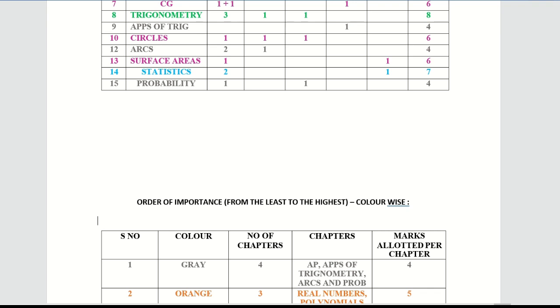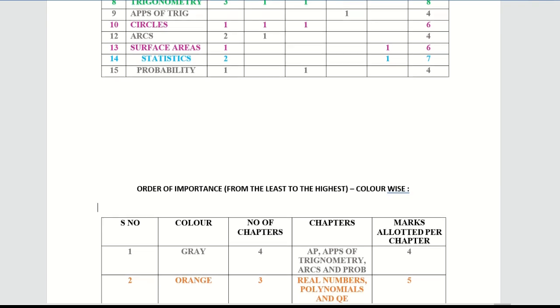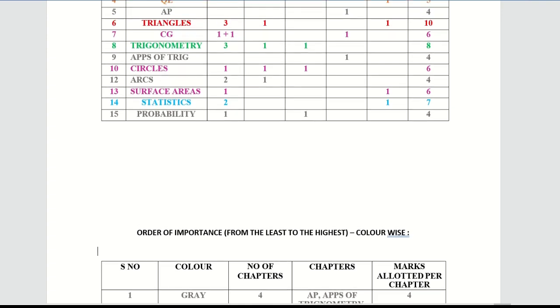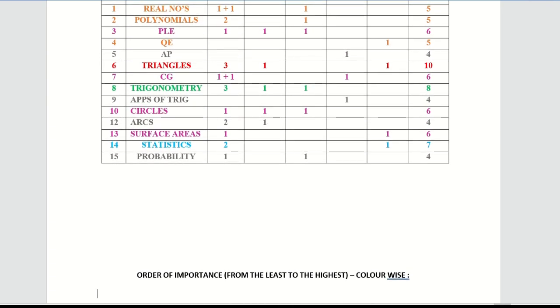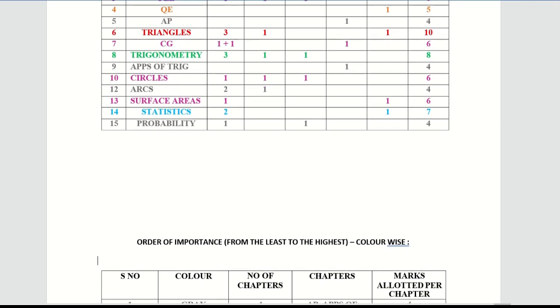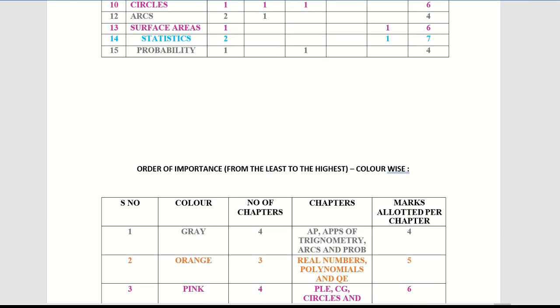Next comes orange. It is slightly more important than the gray units, wherein you have got 3 chapters: real numbers, polynomials, and QE. You can see here real numbers, polynomials, and quadratic equations. So those are orange units, and they have slight importance as far as gray is concerned.